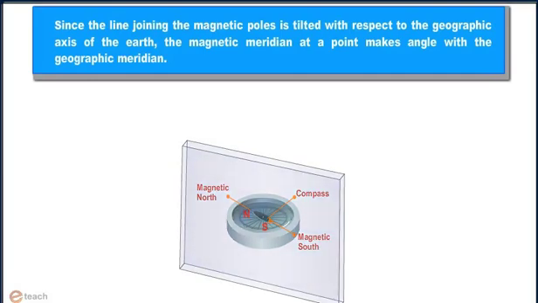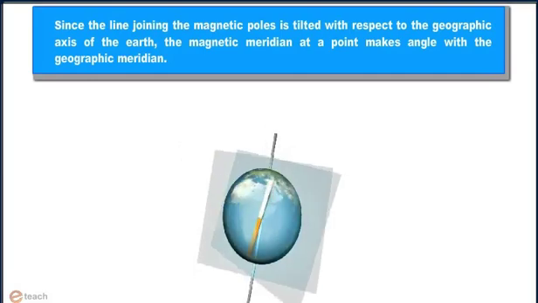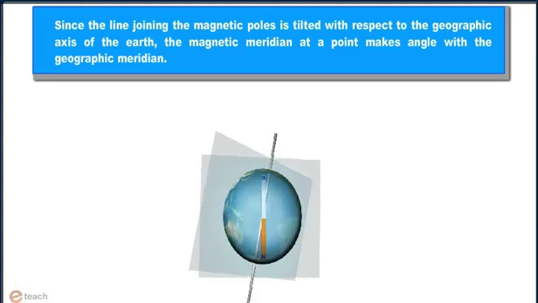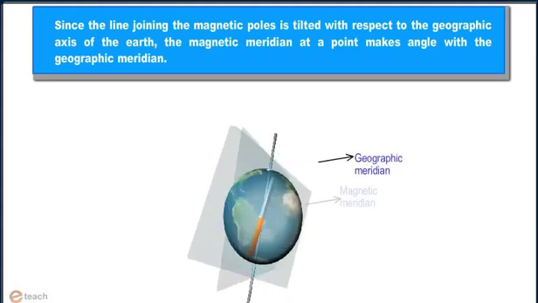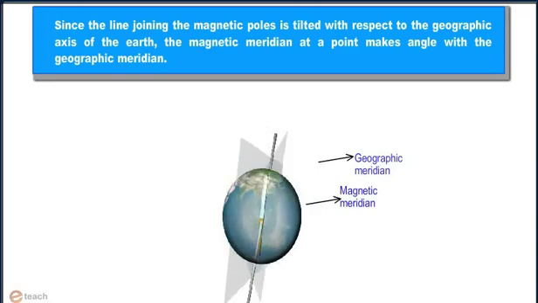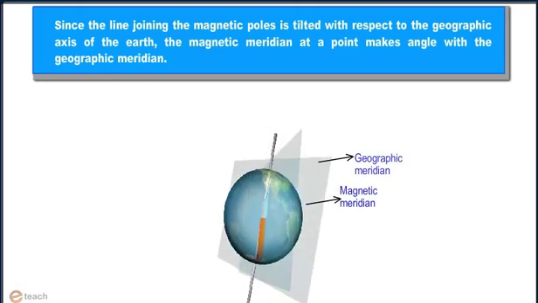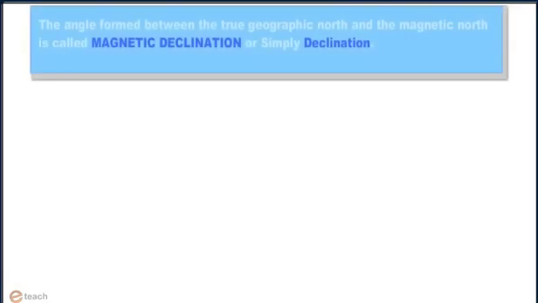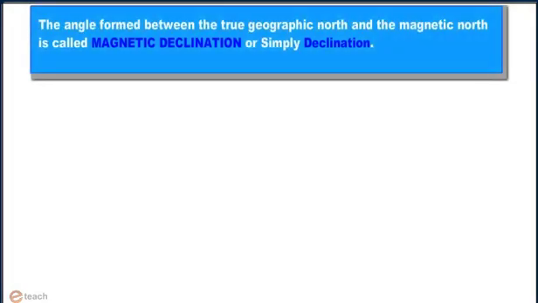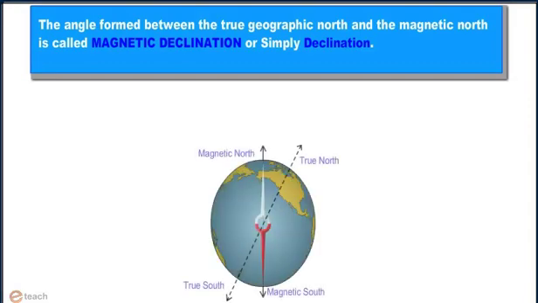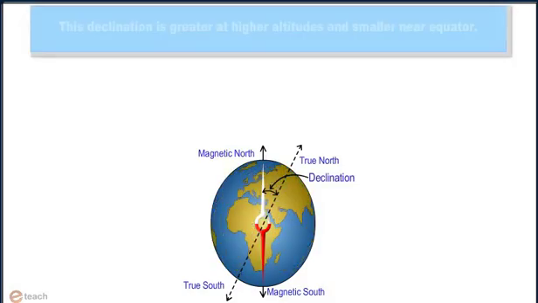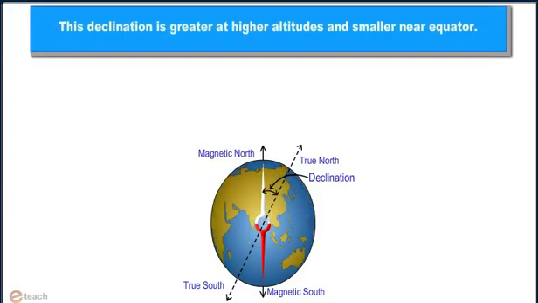Since the line joining the magnetic poles is tilted with respect to the geographic axis of the Earth, the magnetic meridian at a point makes an angle with the geographic meridian. The angle formed between the true geographic north and the magnetic north is called magnetic declination or simply declination. This declination is greater at higher altitudes and smaller near the equator.